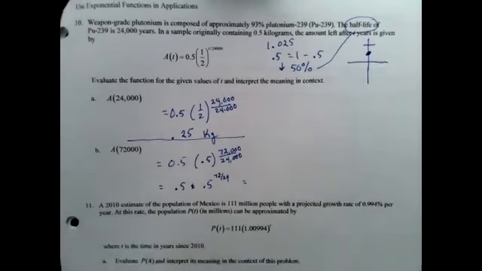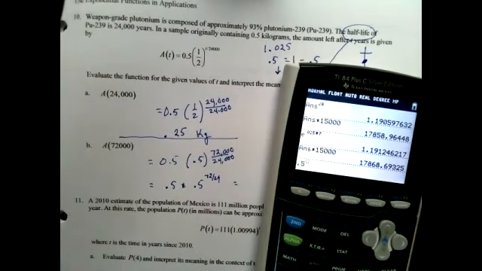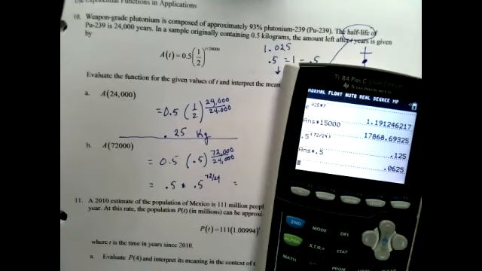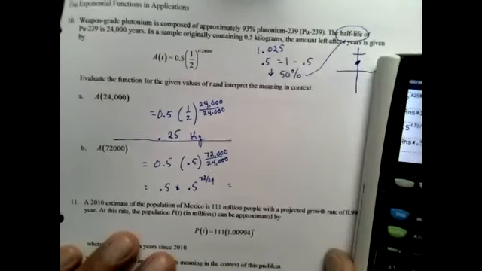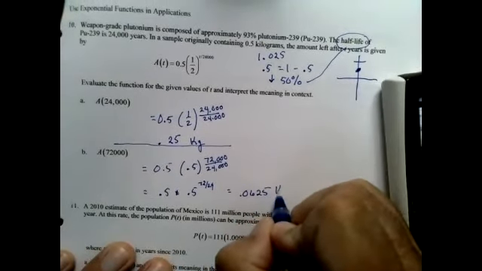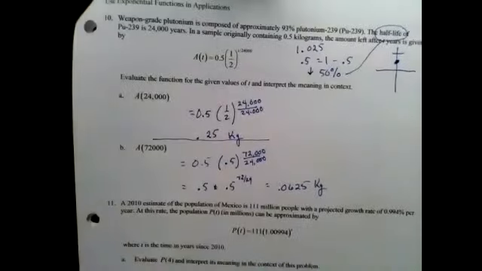So I'm going to do that on my calculator. 0.5 raised to the parenthesis 72 divided by 24. Some of you already might know what that is. Enter. Then I'm going to multiply that by 0.5. And it looks like 0.0625 kilograms will be left of plutonium. So what's going on here is it just keeps dividing by 1/2 year after year after year.